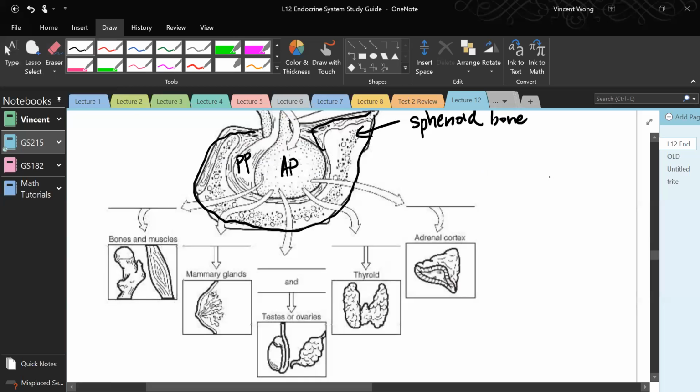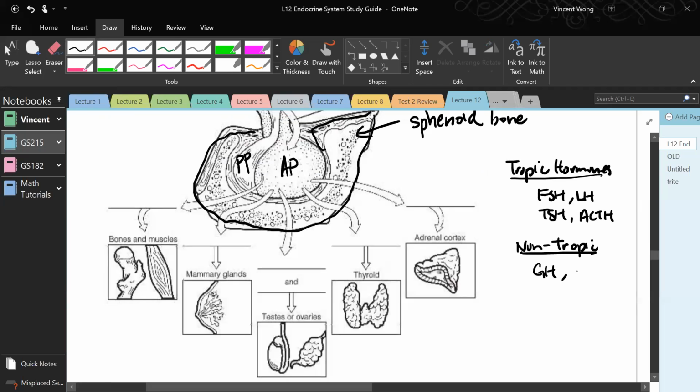Let me just write them down for you again. The tropic hormones are FSH, LH, TSH, and ACTH. And then we have the non-tropic ones, which are growth hormone and prolactin. So which one targets the bone and the muscle to help them grow? Let's try that one more time. Which of these will cause your bones and muscle to grow? Yes, Sierra, that's correct. The growth hormone, GH.